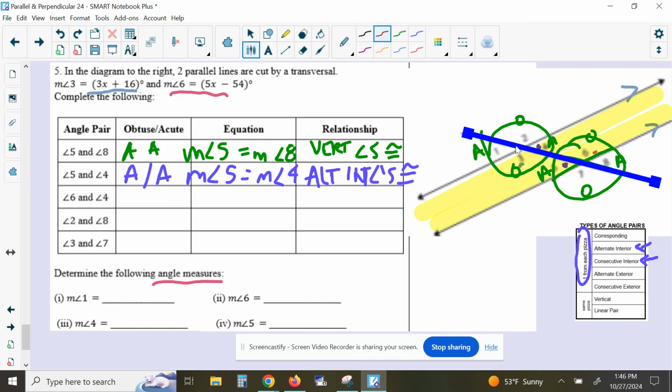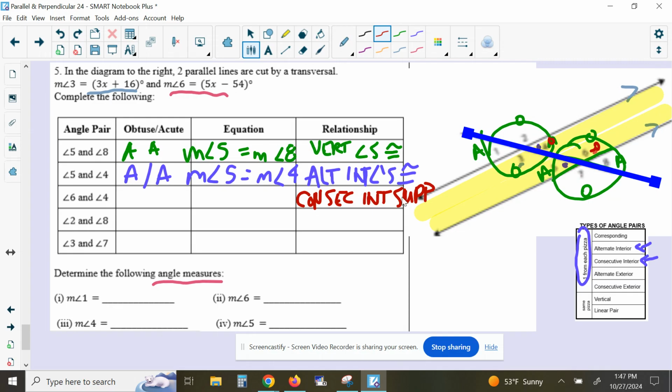Next one, we got 6 and 4. So 6 is over here, and 4 is right here. Now, once again, it looks like they're on different pizzas, and they are both on the interior. They're in the yellow area. So once again, I have a choice of alternate interior or consecutive interior. So if I look at my transversal, it looks like both of those red dots are on the same side of the transversal. So that would make them consecutive interior. And those babies are supplementary, right? Consecutive interior angles are supplementary.